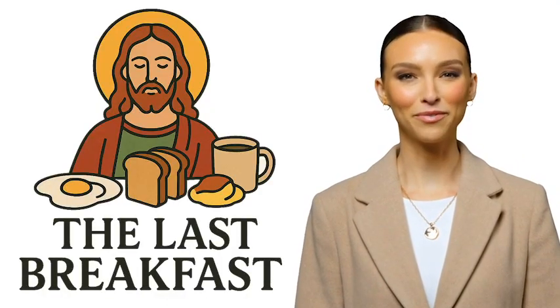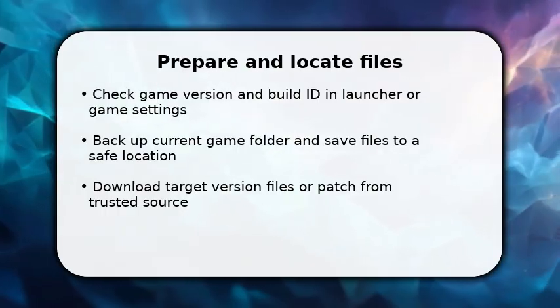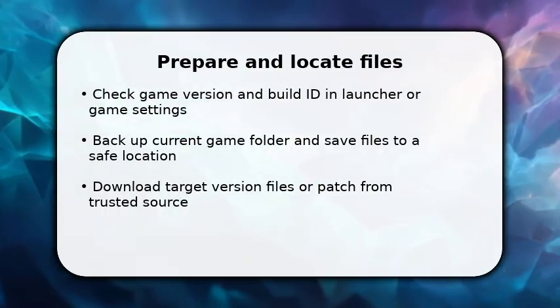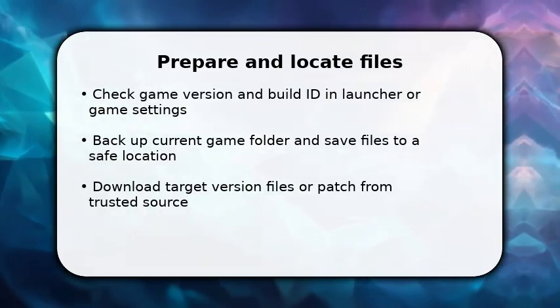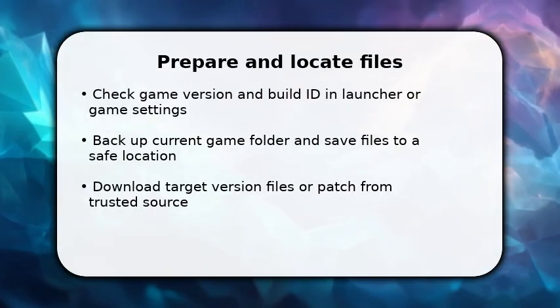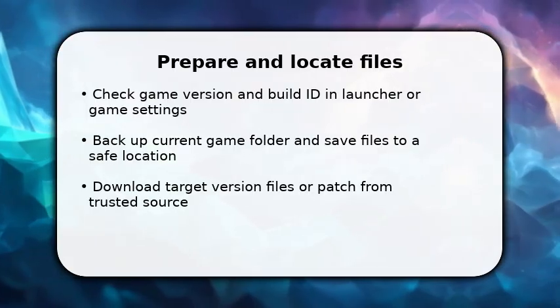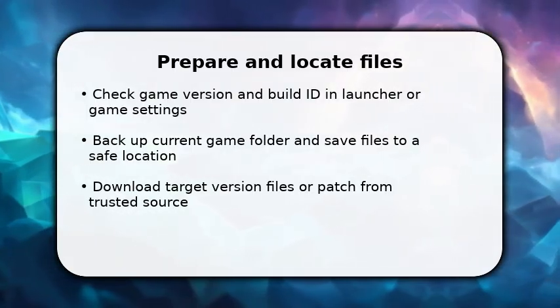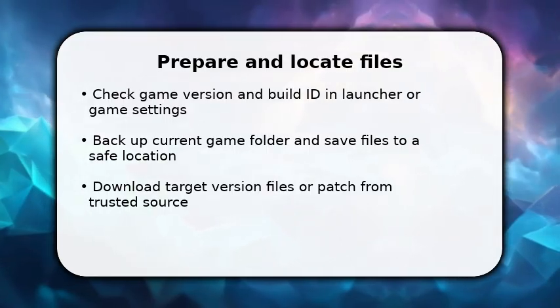Please enjoy the video. You start by confirming the exact version and build ID inside the VR launcher. This prevents mismatches. Once you have that, back up the entire game folder and saves to avoid data loss. Then download the target version or patch from a verified source and verify checksums when available. You do this because a mismatched version can break mods, controllers, or multiplayer.